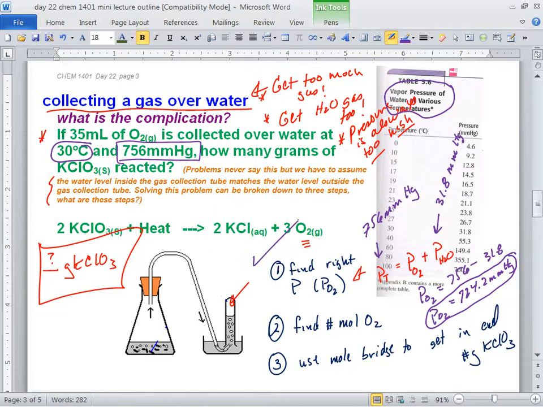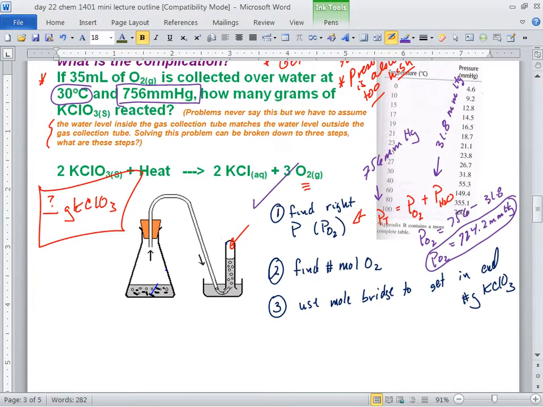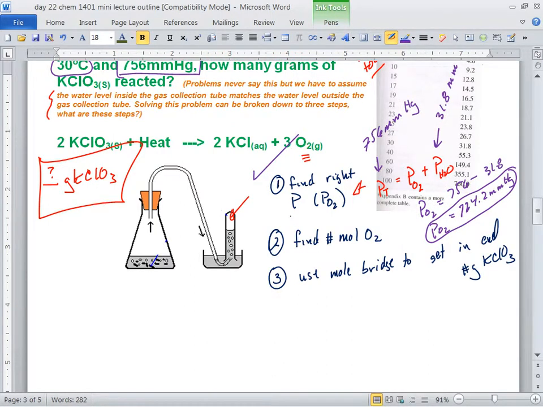So that was step 1. Because the pressure they give you is always too high. You've got to look in the table, subtract out the pressure due to water. Done. We got the right pressure. Well, how does it help you? It's going to help us by finding the number of moles of oxygen so we can use the mole bridge. Well, how do you find the number of moles of oxygen? What equation would we use?